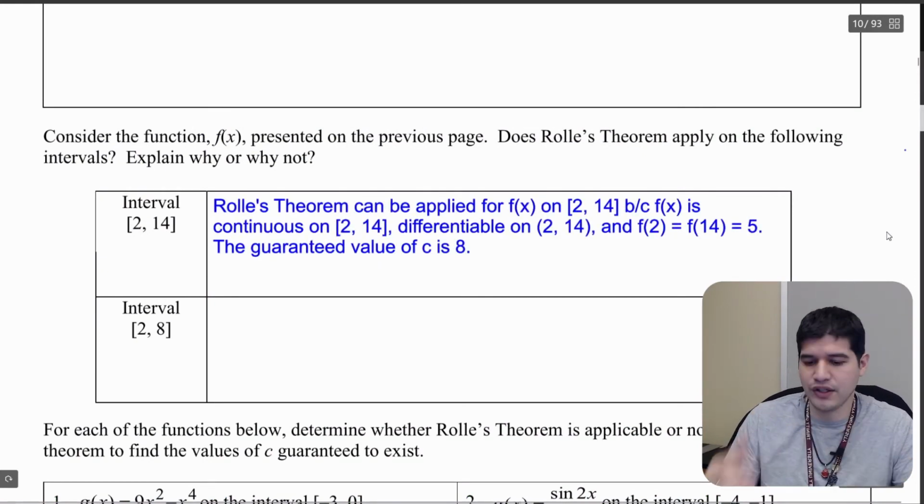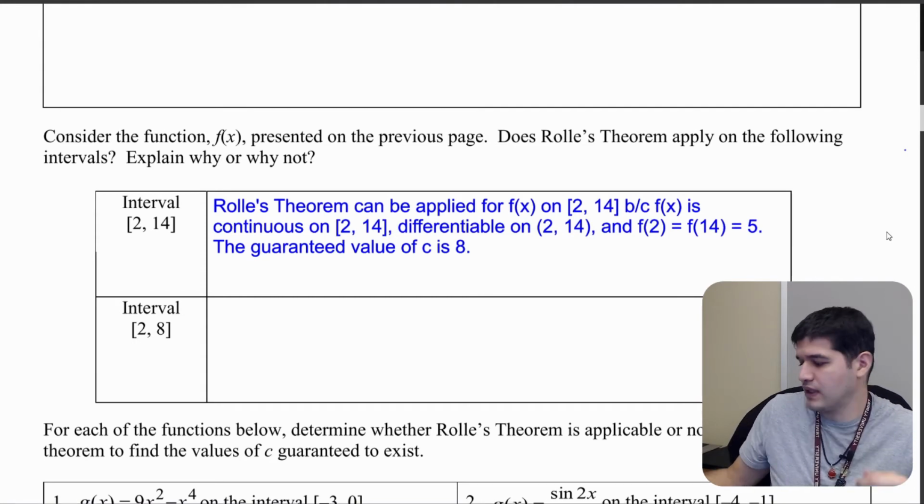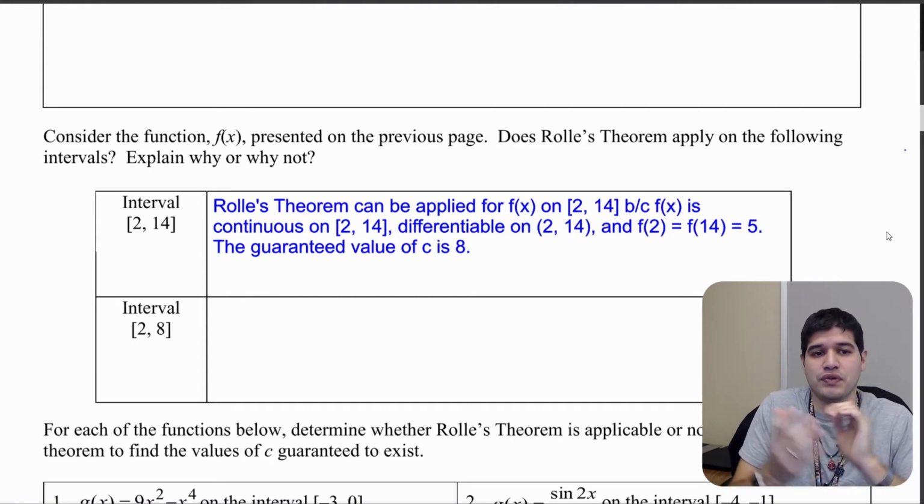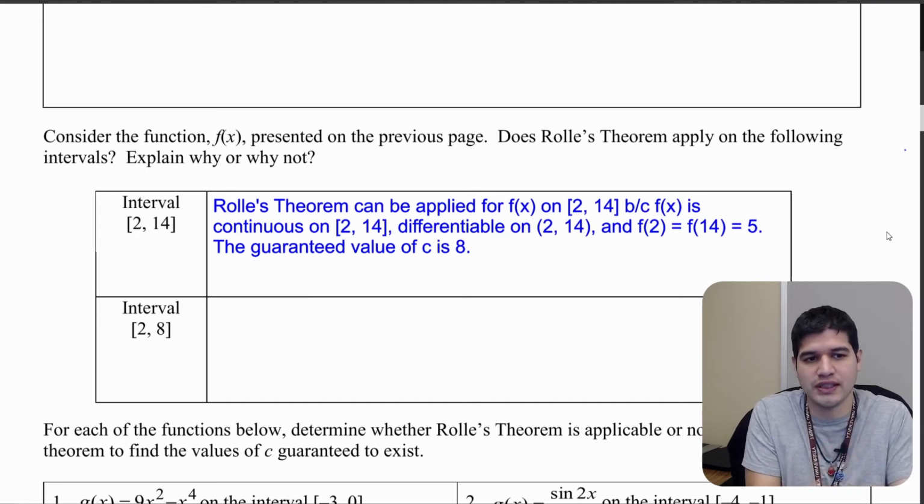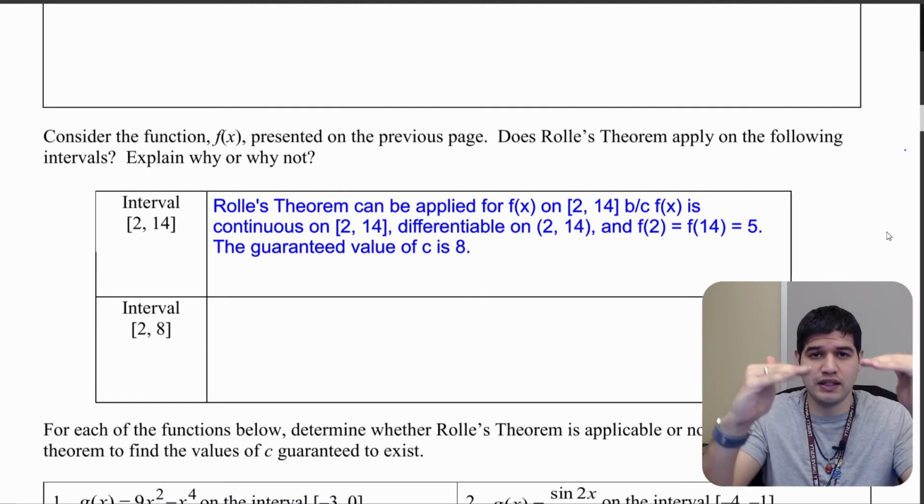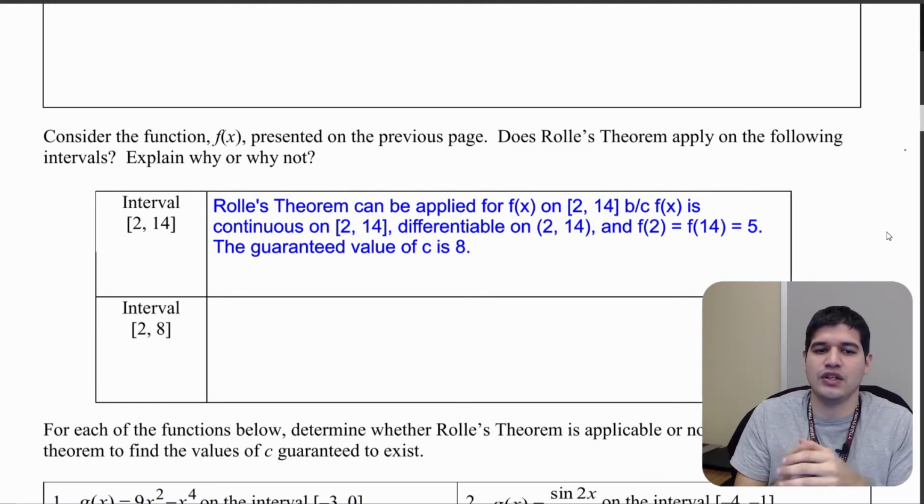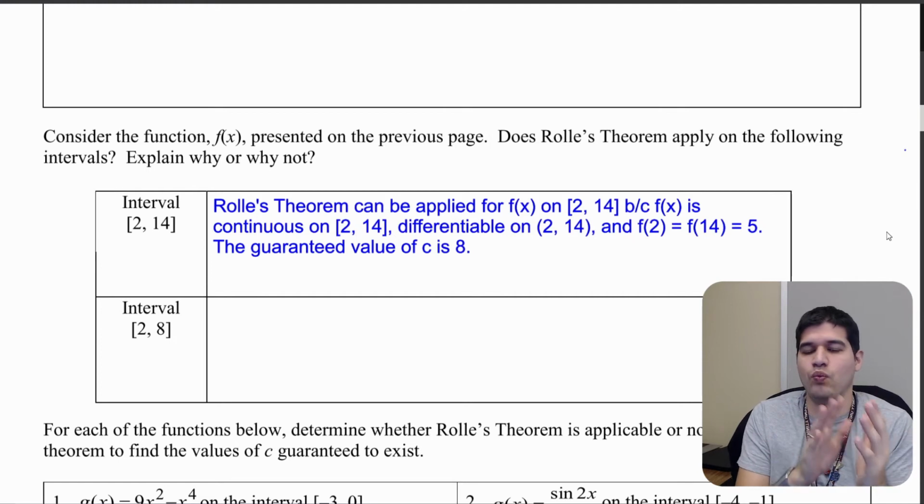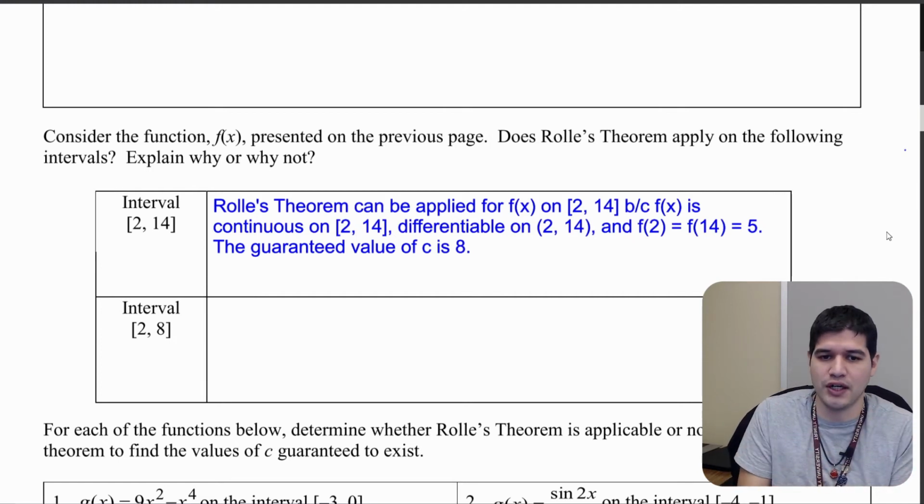So that's kind of how you would type up the exact verbiage that we had done with Rolle's theorem. You have to make sure it satisfies all the conditions: continuous, differentiable, and the values are going to be equal. They're the same y values. And so then we can guarantee a value and state what that value or what those values are.